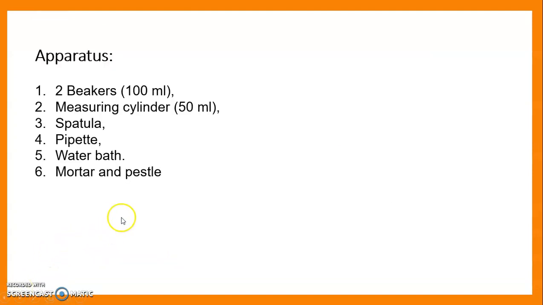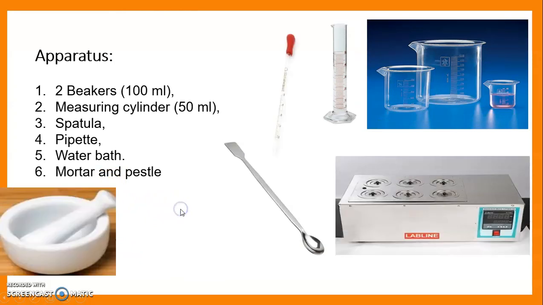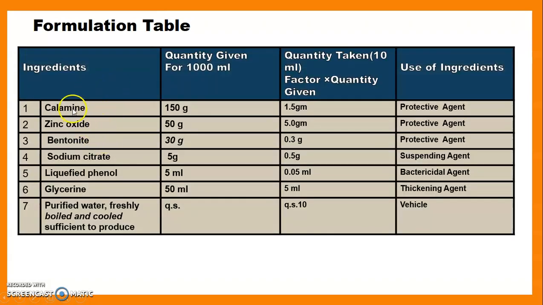Before going to the stepwise procedure in the laboratory, we see the apparatus required for our today's experiment. These are two beakers, measuring cylinders, spatula, pipettes, water bath, and mortar and pestle. Then we see the formulation table. The formulation table contains the formula of our preparation, which is prescribed in the suitable official book. Here is the formula.